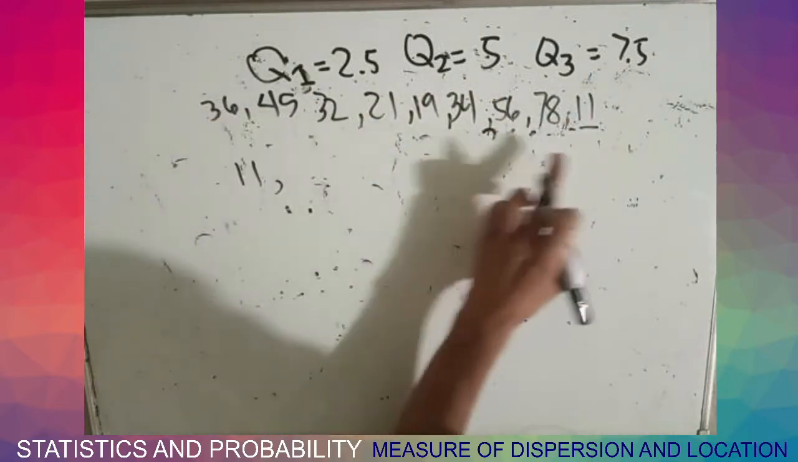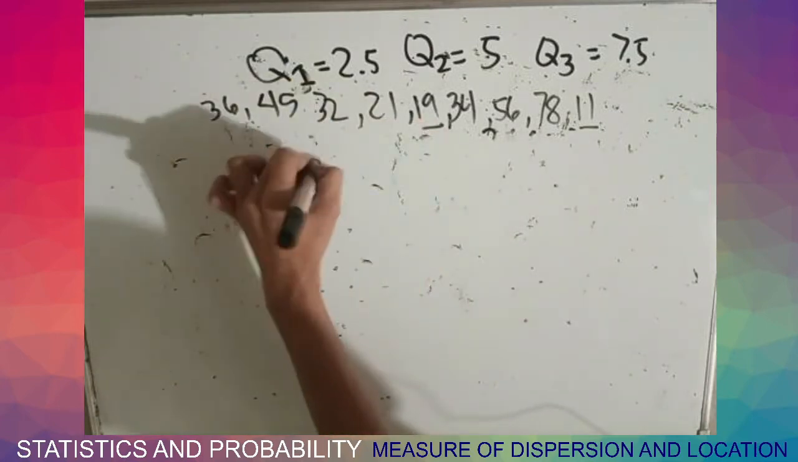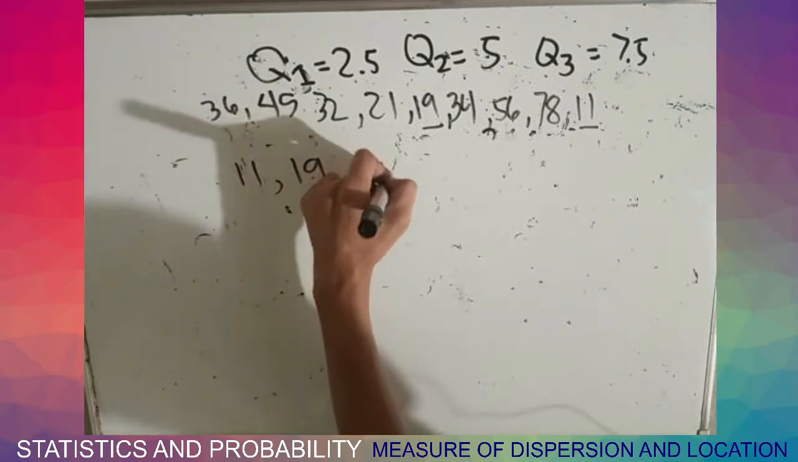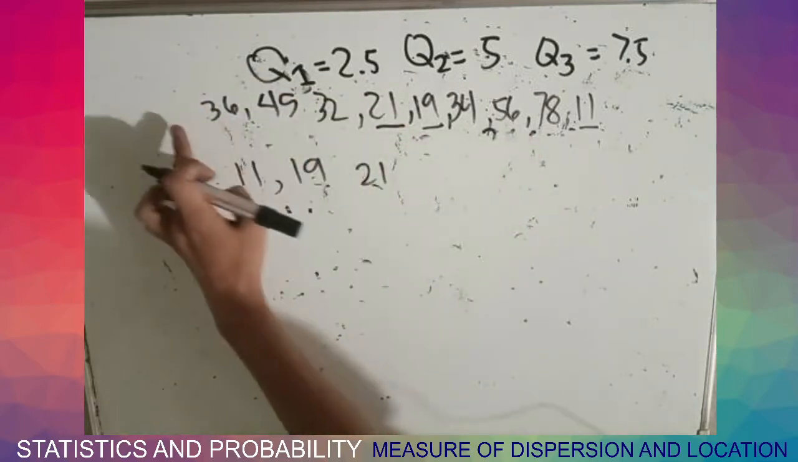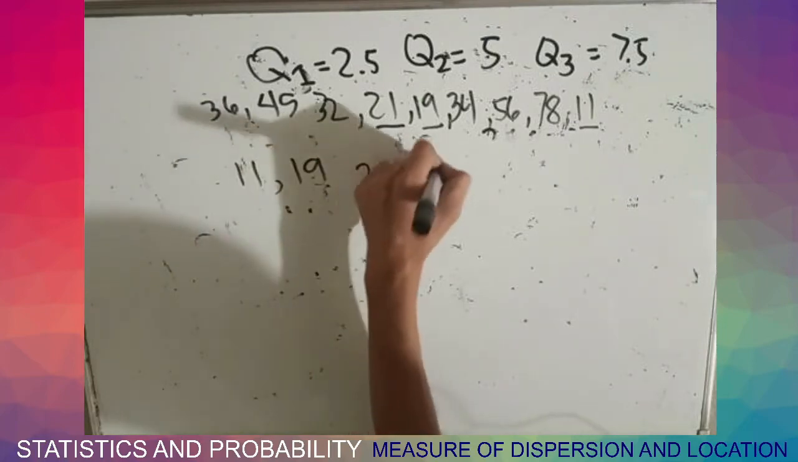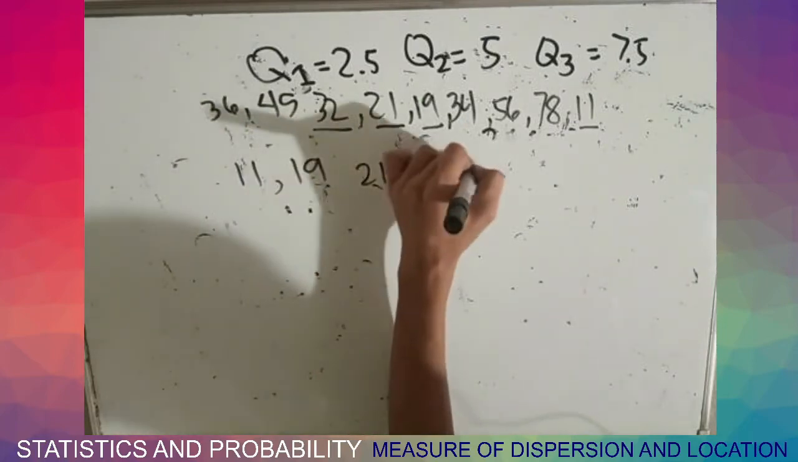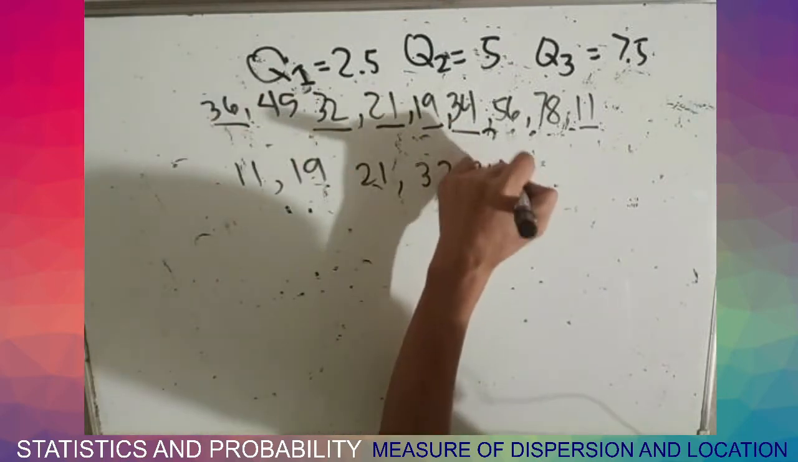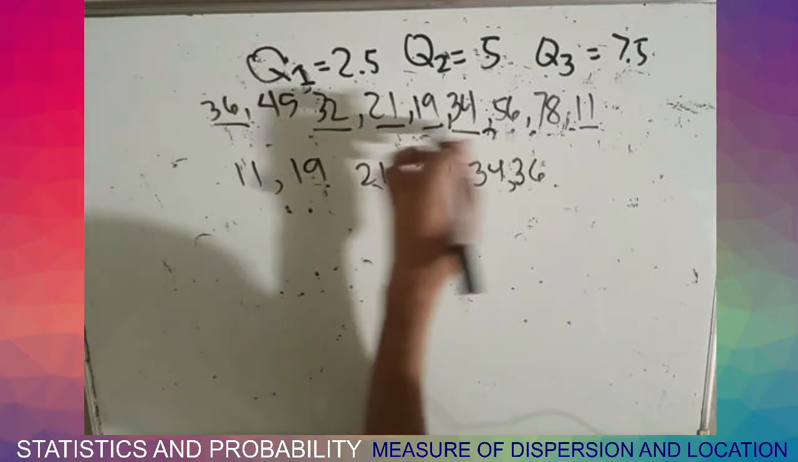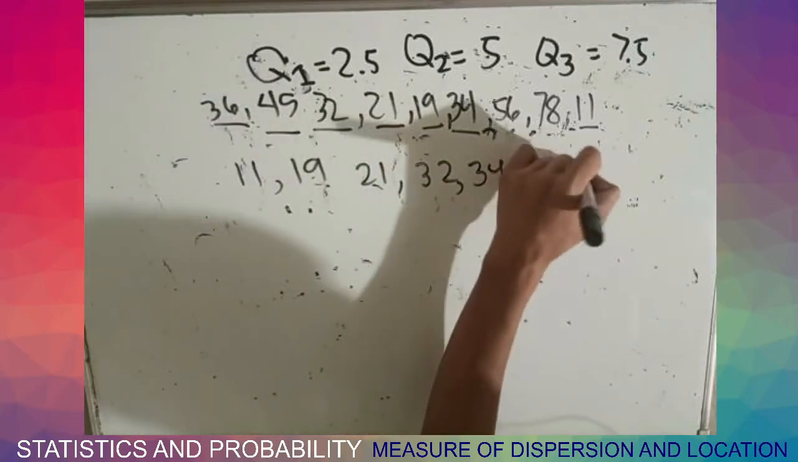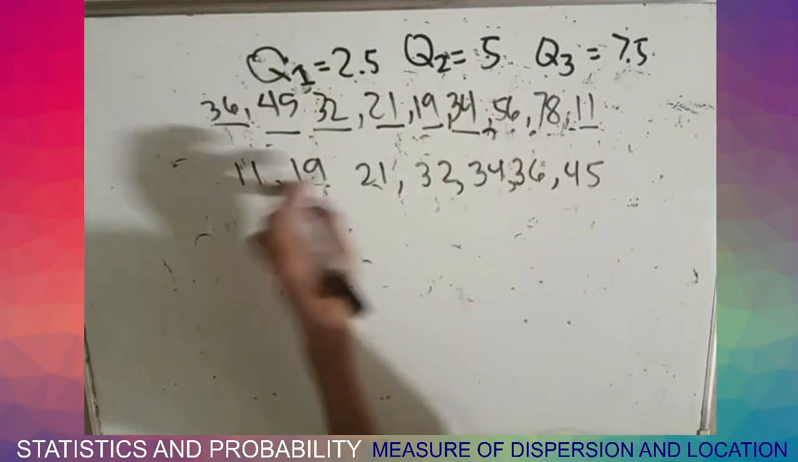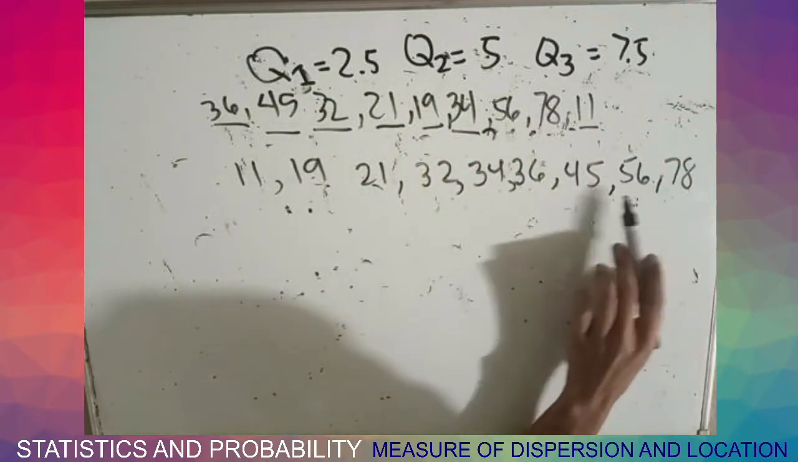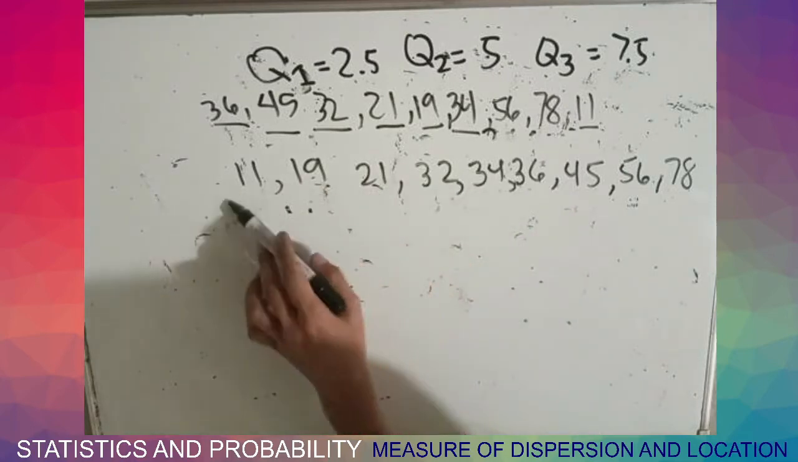Next, 19 yung sunod. Next, 21. 32. 34. 36. 45. Then, 56 and 70. So, bilangin natin. 1, 2, 3, 4, 5, 6, 7, 8, and 9.